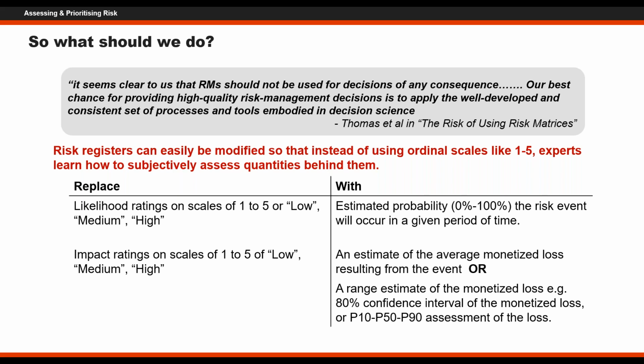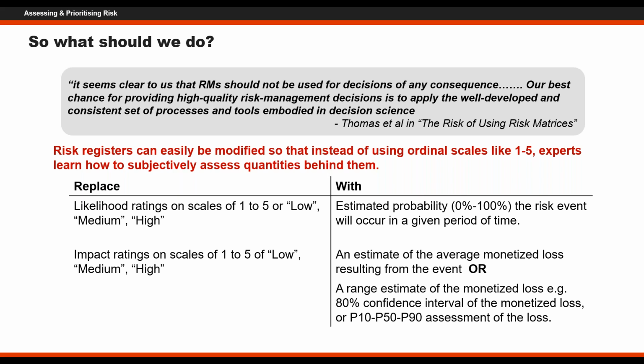And the solution they suggest, and it's one that we would be aligned with, the best chance for providing high quality risk management decisions is to apply the tools and processes that are embodied in decision science. And indeed, we've been using these tools in our domain for, well, as Carl said, he's got 5 decades in this. And so there is roughly that 5 decades of really practical applied experience of taking these tools and using them to quantify uncertainty and to make decisions around that quantification.